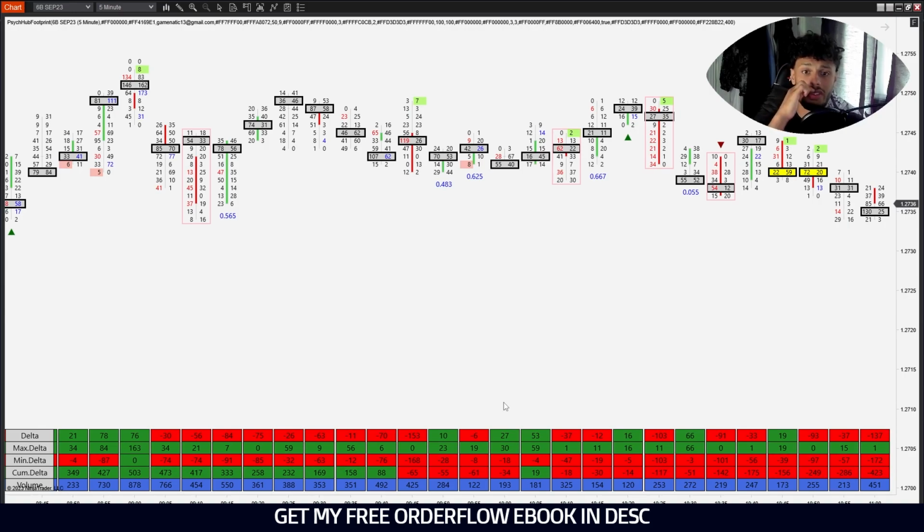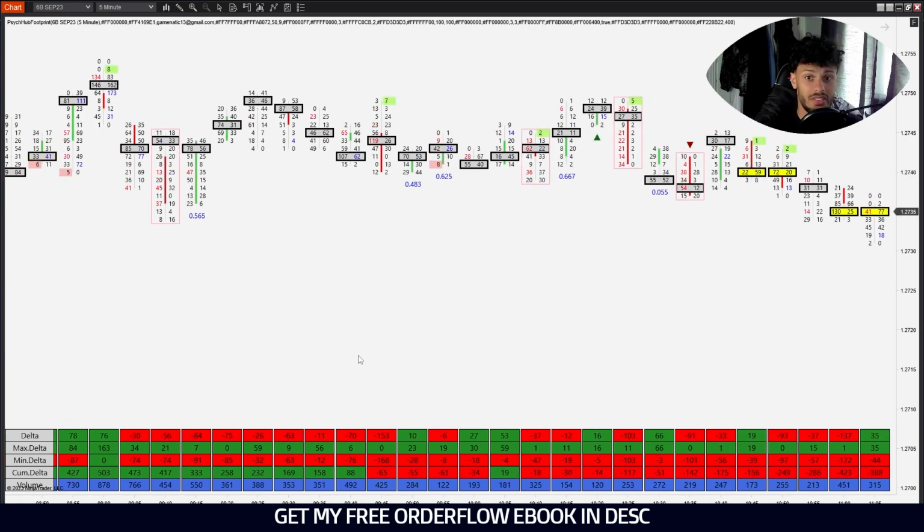We do this first of all by taking a look at the delta. It's called delta analysis, and the delta analysis is essentially the net difference between the buyers and sellers within the candles and the range.